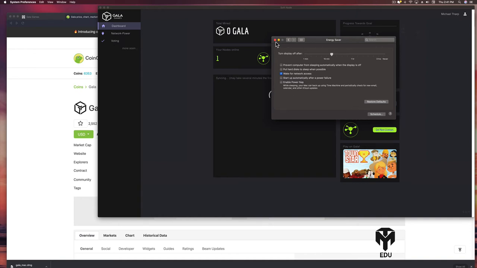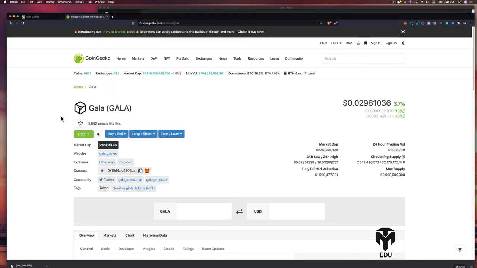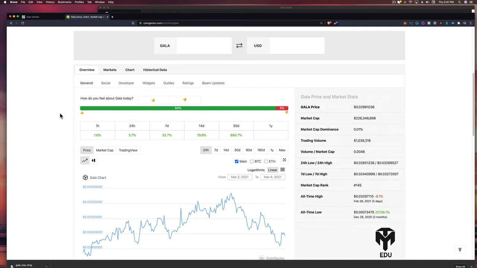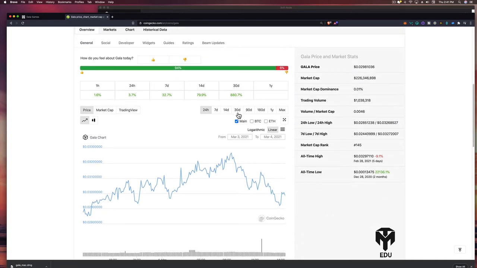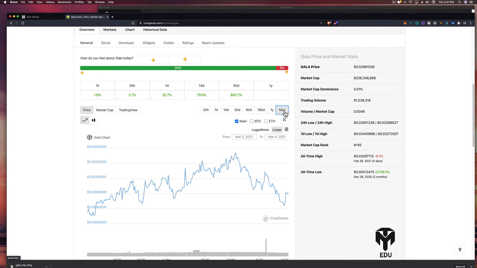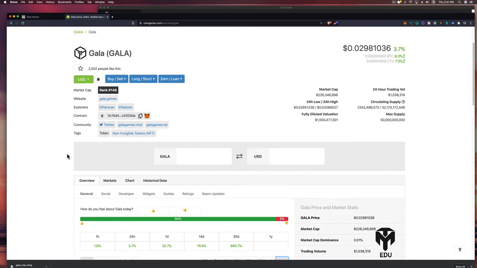Okay, that's it. So that's all I need to do, and that should stay running. Now, why am I so huge on Gala? Guys, look at this. It's number 146 cryptocurrency in the world. It's up 880% this month, 80% in 14 days. I mean, shoot, man, I wish I would have found out about this earlier. Can you imagine if you would have bought stuff here? But you know, this is just the beginning.